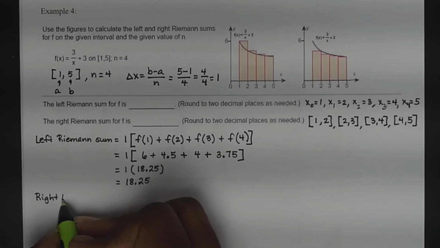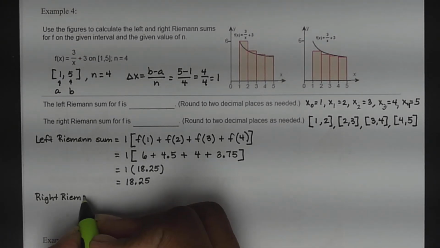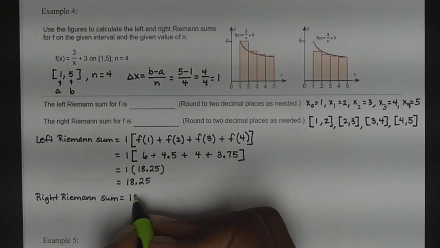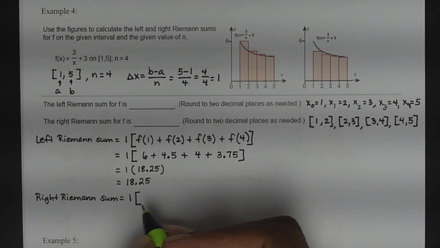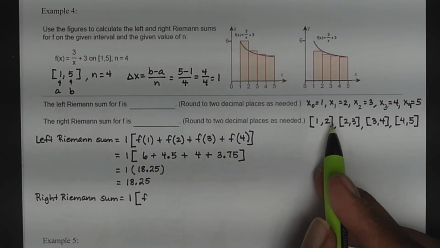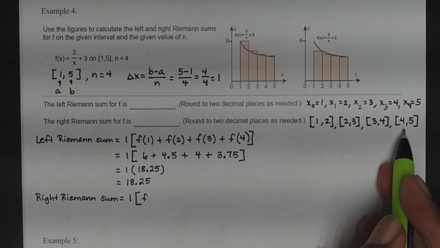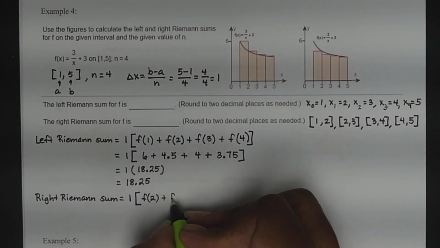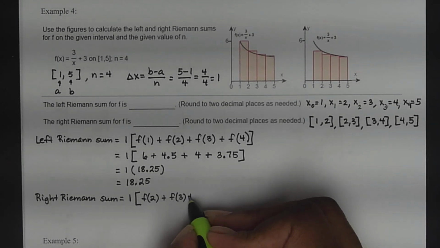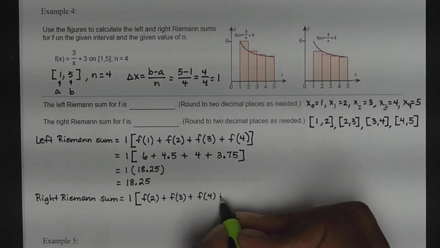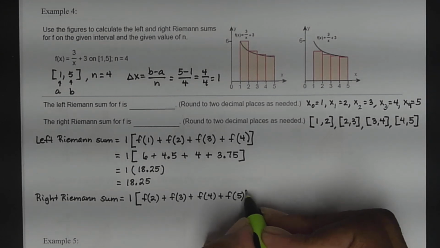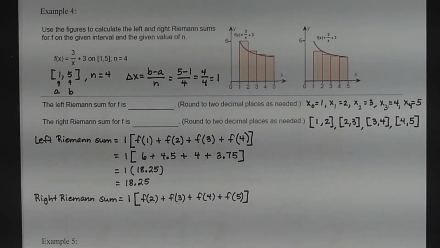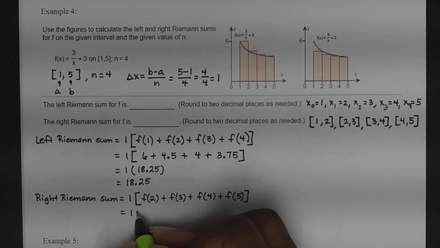Now for the right Riemann sum. That's going to be that delta x, which is my 1, times, and now we're going to find the right endpoint values. So it'll be f of 2 plus f of 3 plus f of 4 plus f of 5. So the 2, the 3, the 4, and the 5 are my right endpoints. So I have 1 times.